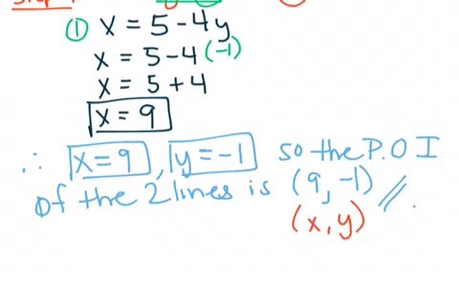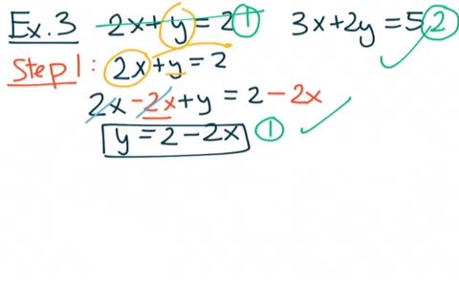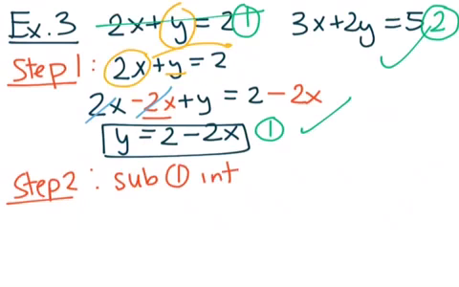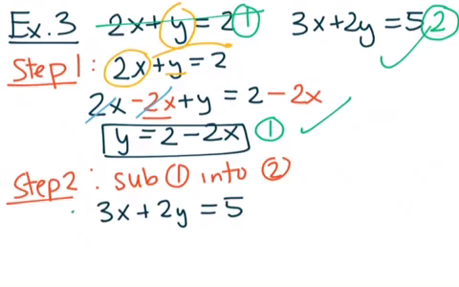So here we go. Step 2, sub this new equation. We're going to write it out. We're going to sub our new equation, which is 1, into the other equation, which is 2. So let's start with 2 now. We're going to write 3x plus 2y equals 5, and just as a reminder to yourself, this is equation 2. And we're going to sub 1 into it.